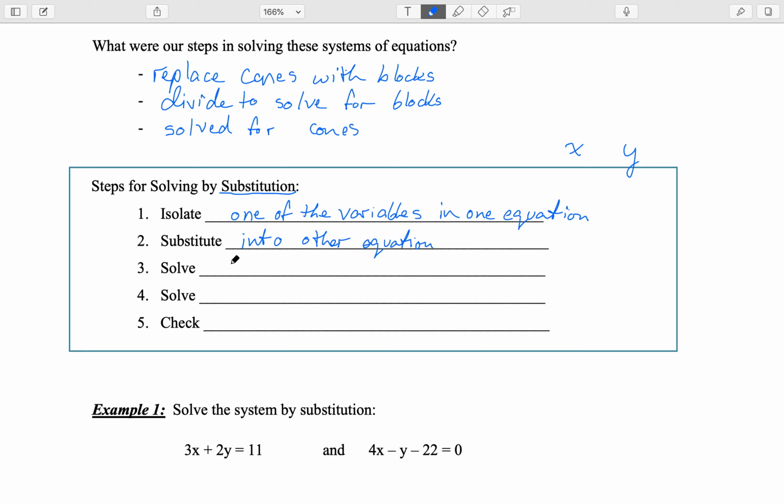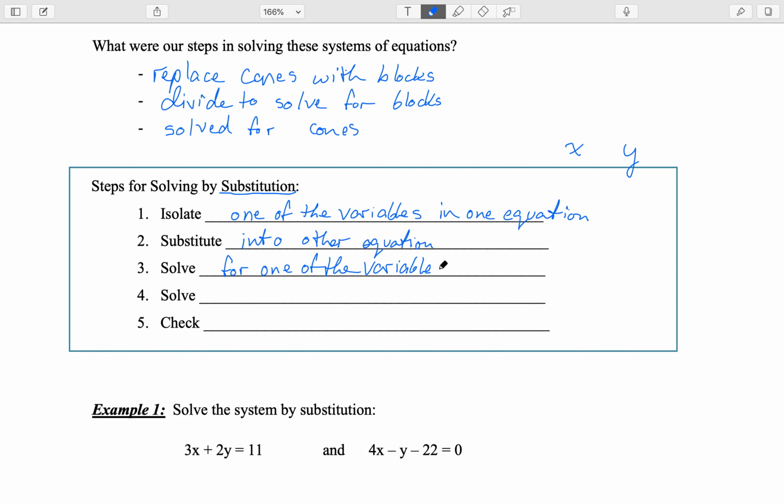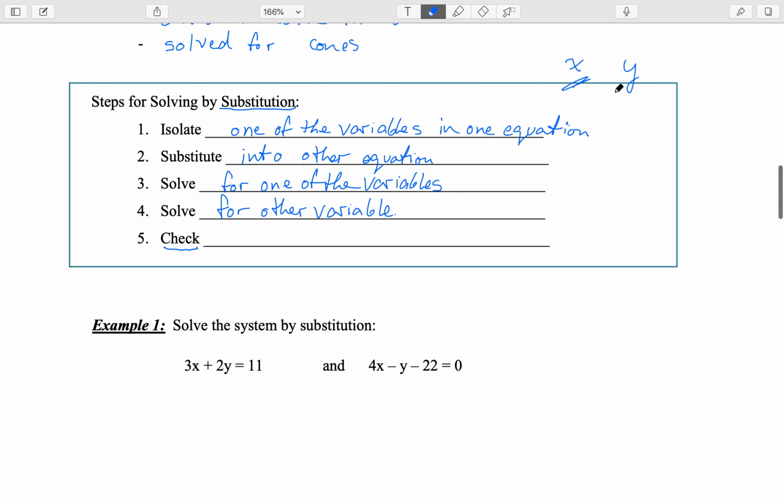Then I'm going to solve for one of the variables. It might be x, might be y. Once I've got one, then I'm going to solve for the other variable. Now, here's the only problem. Once I've got one x and one y, they might ask me to check my answer. When you check it, you have to check both the x and the y, with both equations. It's always got to be both because it's a system, right? So I have to check it with both equations.